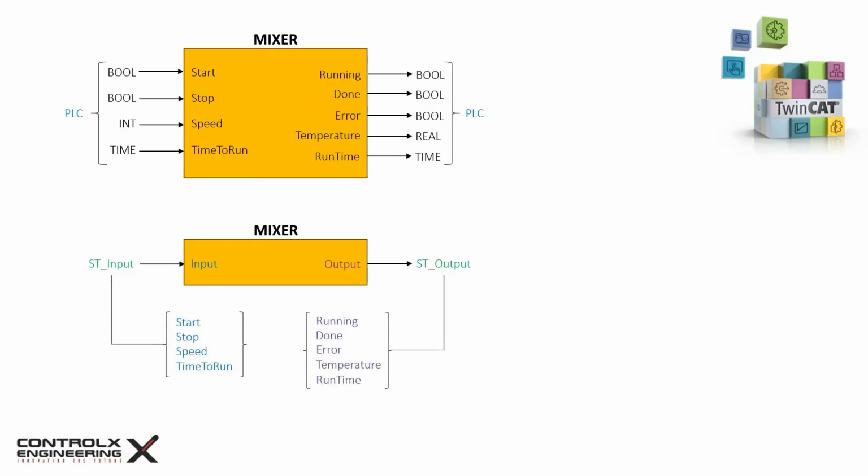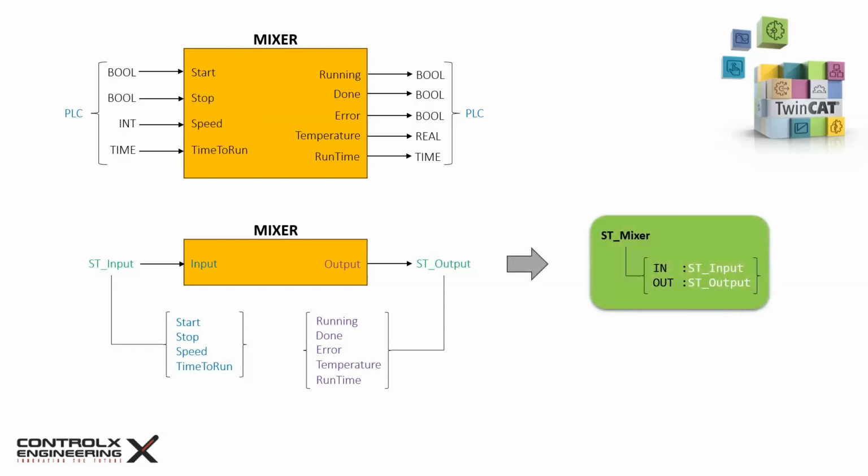The mixer object is a function block that contains the logic for the mixer operation. We will cover functions and function blocks in a future video. In this tutorial, our emphasis is on structures. And finally, we will create a higher level structure called st_mixer, comprising of our input and output structures to represent the mixer.